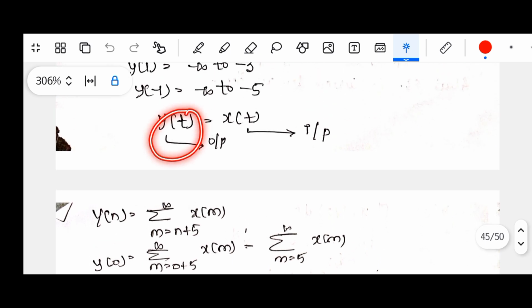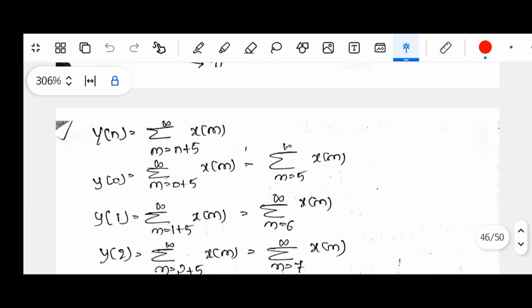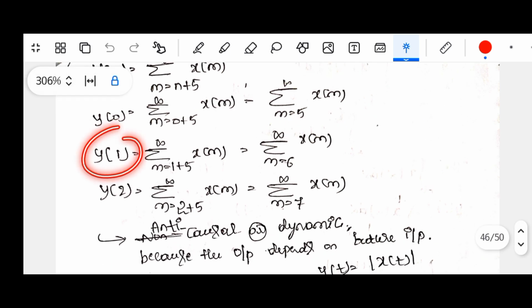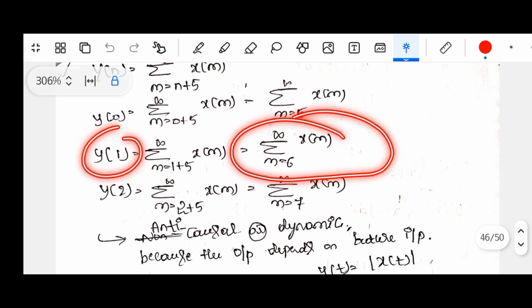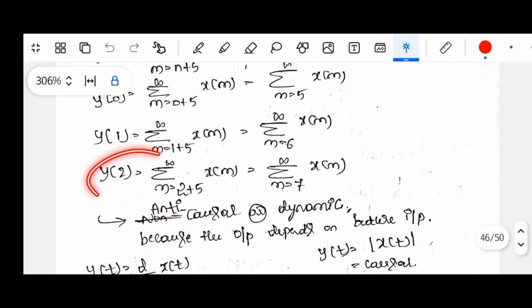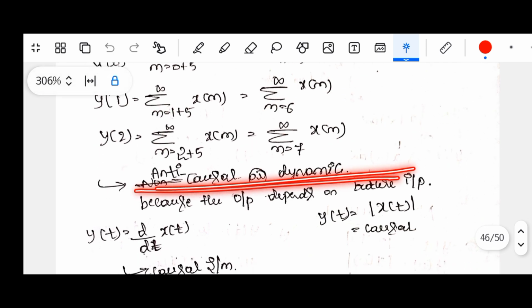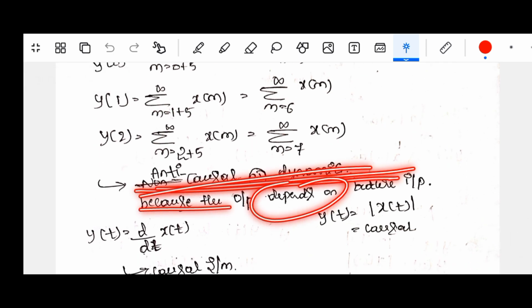See, in this y(t) is output and x(t) is input. y(n) is equal to the summation from m equal to n plus 5 up to infinity of x(m). First we solve: put n equal to 0. So m is equal to 5 to infinity of x(m). At n equal to 1 we will get m equal to 6 to infinity of x(m). At n equal to 2 we will get m equal to 7 to infinity. Therefore it is anti-causal or dynamic, because the output depends on the future input.